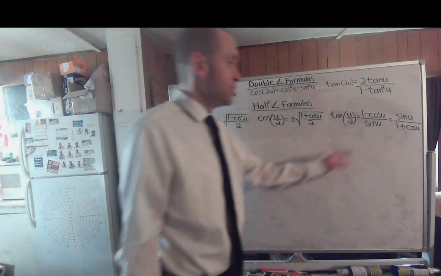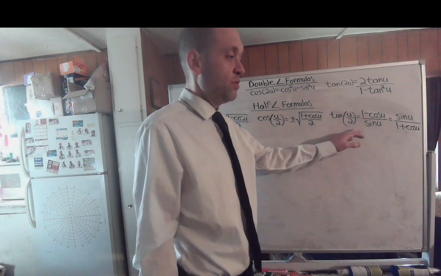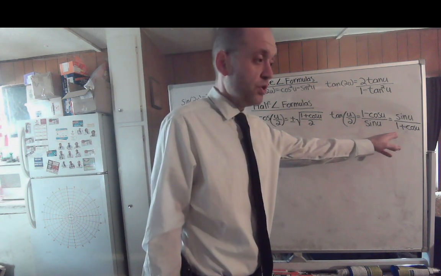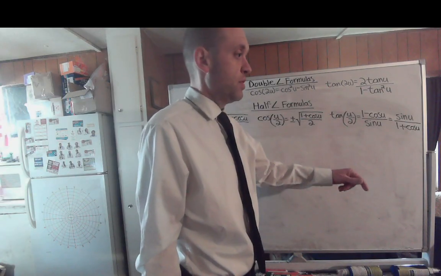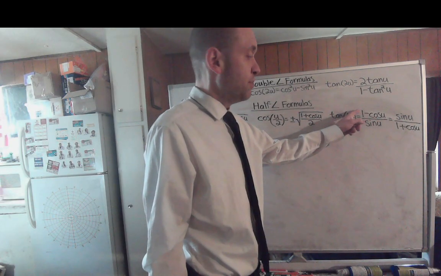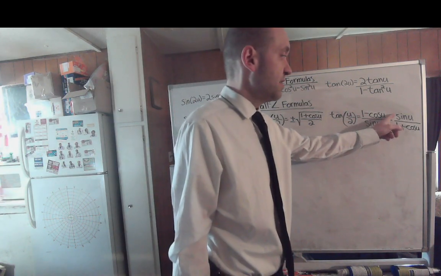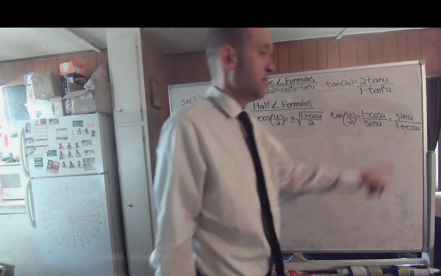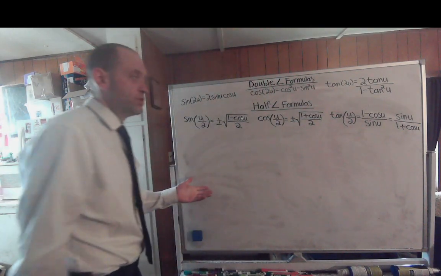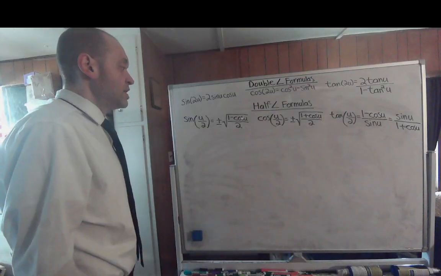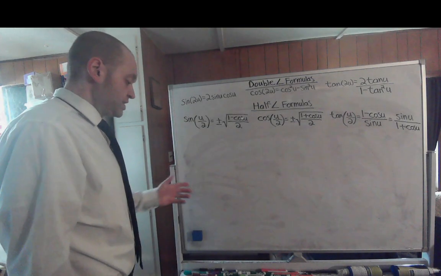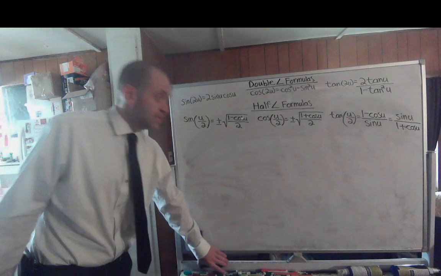And then you have two formulas for the tangent of u over 2. It doesn't matter which one you use. Pick your poison at that point. It's either going to be 1 minus the cosine of u over the sine of u, or the sine of u over 1 plus cosine of u. It really doesn't matter which one you use. So we're going to run with these. We're going to do some examples.